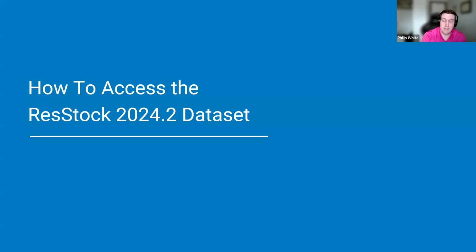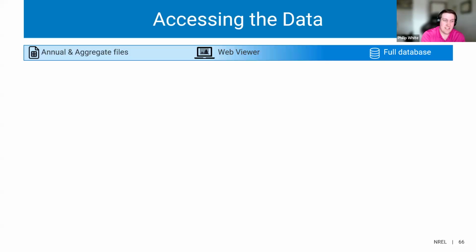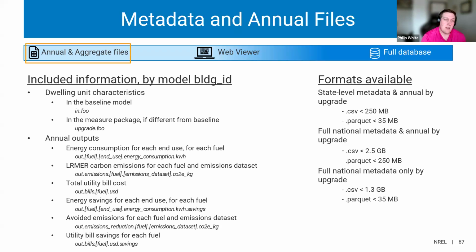So you know these use cases. How can you access the data? There are about 5 different ways to access the data, and I'll walk through each of them. First, we have a set of files called the metadata and annual files. These include all of the dwelling unit characteristics for every model and annual outputs for energy consumption, carbon emissions, and utility bills, by upgrade and by fuel. The state-level files are small enough to open and work with easily in Excel. The full national ones can be used on a personal computer, and we've had some success using them in Excel. That is to say, these metadata and annual files are intended to be user-friendly data sets.